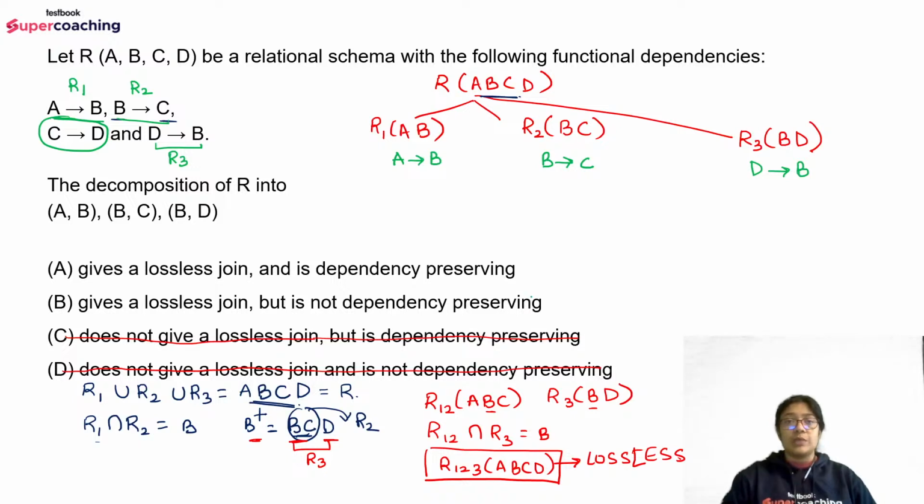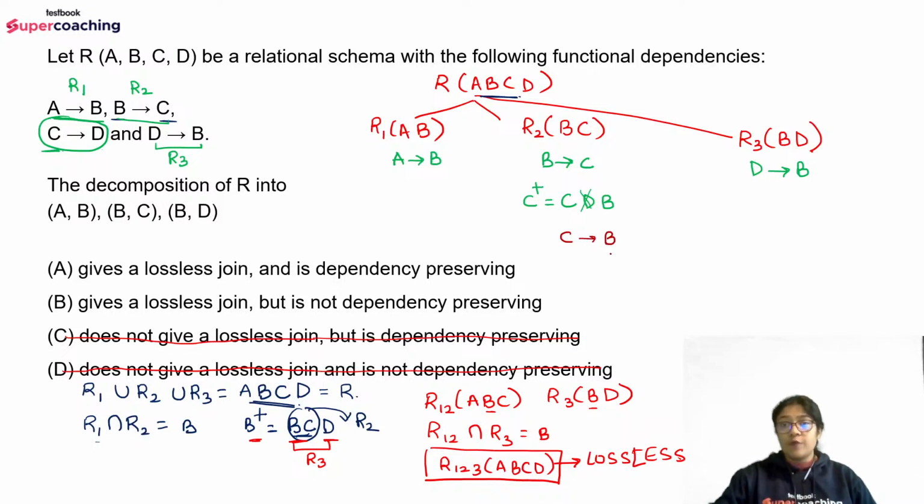Now, in order to find out whether C determines D is preserved or not, we need to find out C closure. Where will we find it? In the sub-relation R2. C closure: C is determining D, D is determining B. Here D is not a part of this relation. So here you get a non-trivial functional dependency, that is C determines B. But we want C determines D.